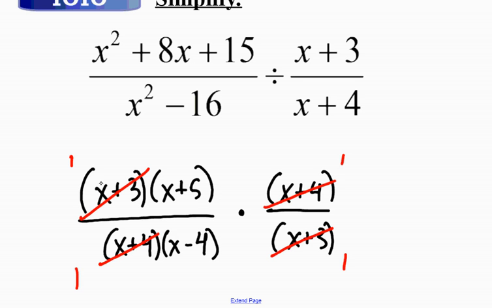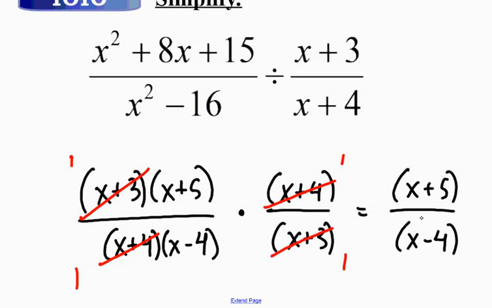The only thing left is x plus 5 and x minus 4 and a bunch of 1s. So up top, when you multiply 1 times x plus 5 times 1, I get x plus 5. Down below, 1 times x minus 4 times 1, x minus 4. These are grouped together. You can't just cancel these x's. They're part of a larger expression, and then you'd be done.